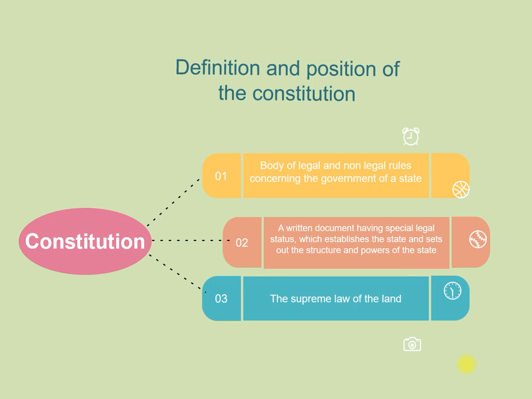The second definition of constitution is a written document having special legal status which establishes the state and sets out the structure and powers of the state. Firstly, you must remember that a constitution is a written document having a special legal status, which establishes the state and sets out the structure and powers of the state. The first definition is quite general, but the second is more specific. According to the second definition, a constitution must be in written form.